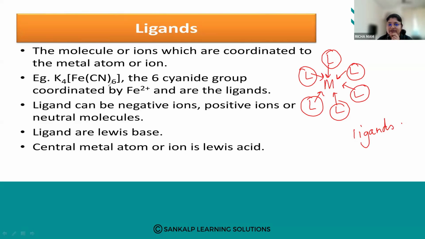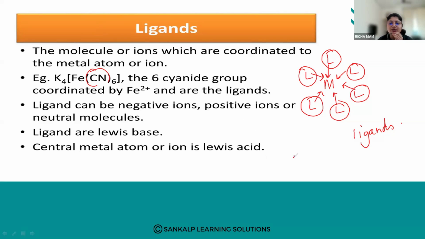Here is an example which we had seen. In K4[Fe(CN)6], which is the ligand? That is the cyano group, CN. There are six cyanide groups, and the central metal is Fe2+. The CN- are all ligands. Your ligand can be negatively charged, positively charged, or a neutral molecule. Ligands are basically Lewis bases. What Lewis bases?